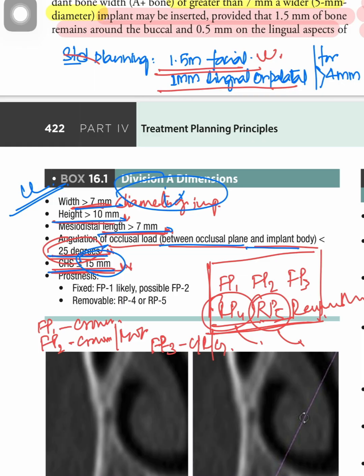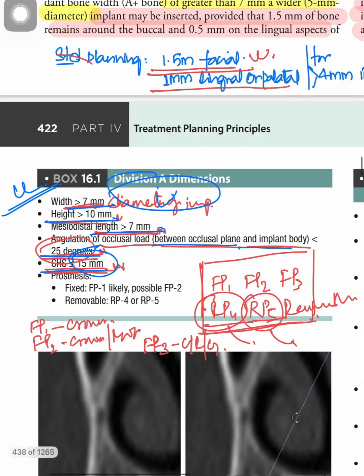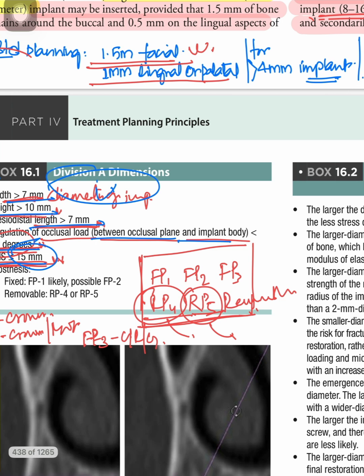And what type of prosthesis can we give? We can give FP1, FP2, FP3, RP4, or RP5. So in most cases, we will be giving an FP1 or FP2 prosthesis. But if it is maxillary anterior, for example, where aesthetics are of primary concern, then we might consider giving an FP3 prosthesis.